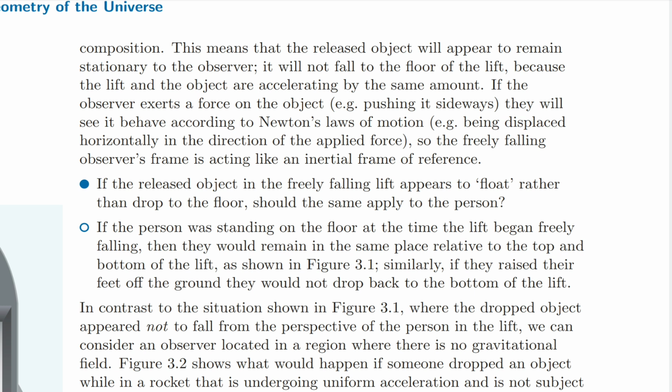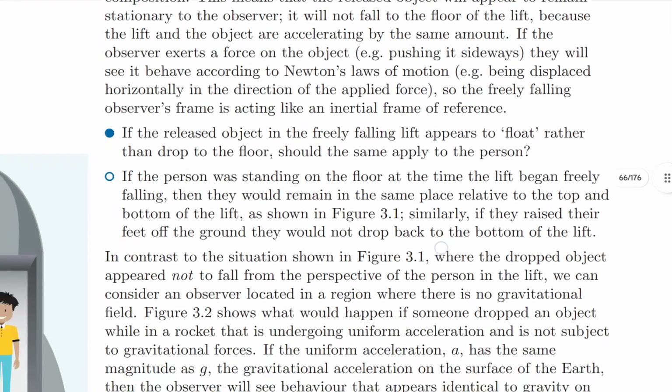Question: if the released object in the freely falling lift appears to float rather than drop to the floor, should the same apply to the person? Answer: if the person was standing on the floor at the time the lift began freely falling, then they would remain in the same place relative to the top and bottom of the lift, as shown in Figure 3.1. Similarly, if they raised their feet off the ground, they would not drop back to the bottom of the lift.